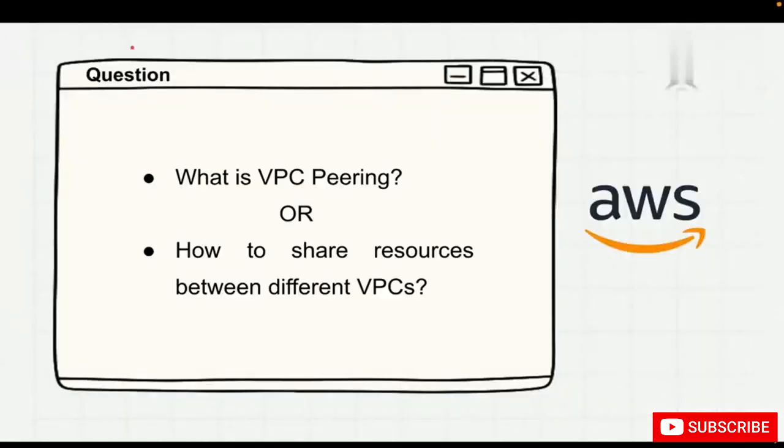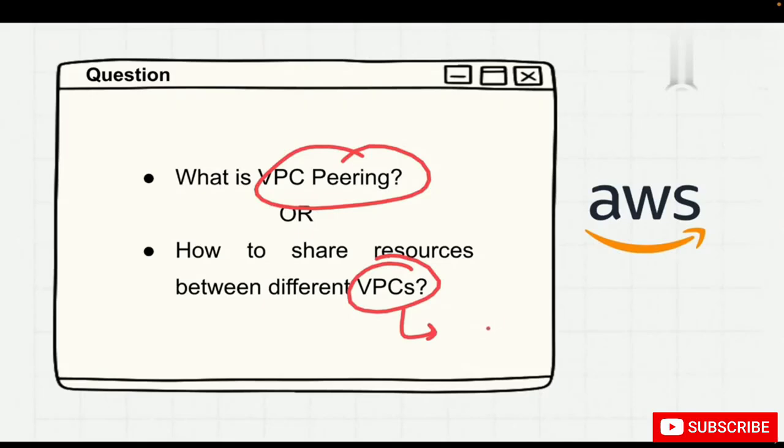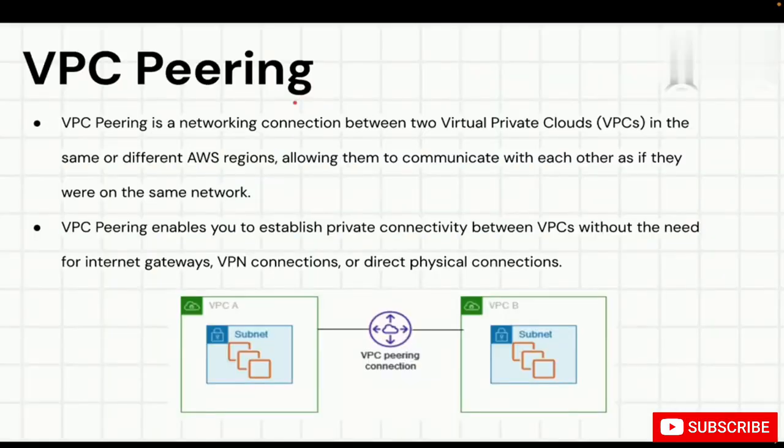Hi everyone. In this session, we are going to understand about VPC peering. The question can be asked in an interview: how can you share resources between different VPCs? In order to connect two different VPCs securely, like making communication or a connection between two VPCs, how is that possible? Yes, it's possible using a VPC peering connection. Let's see how. A VPC peering connection is a networking connection between two VPCs in the same or different AWS regions, allowing them to communicate with each other as if they are on the same network.